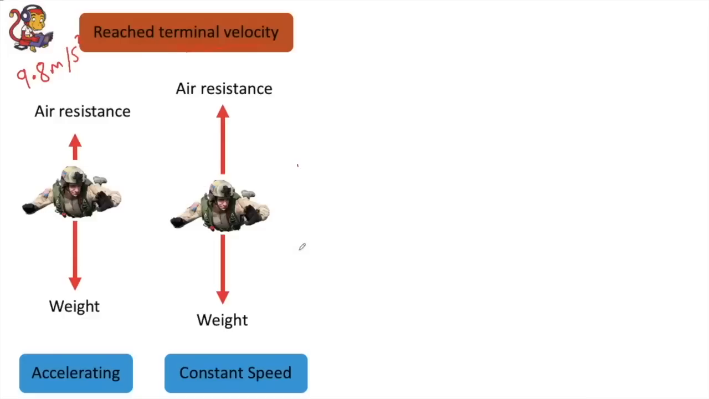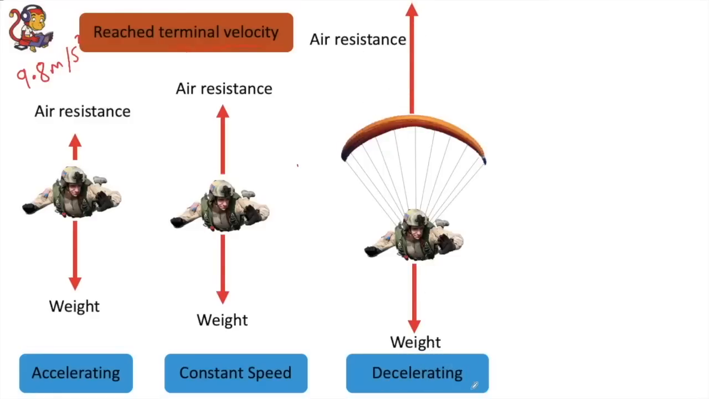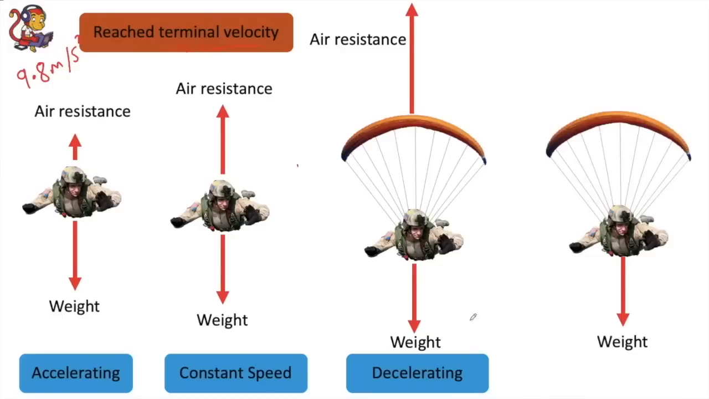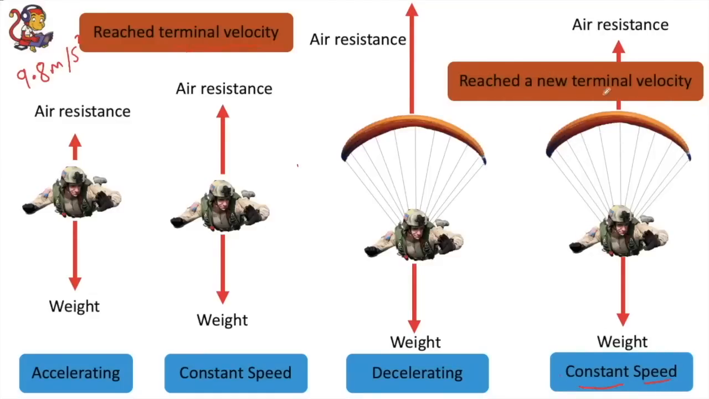So then the parachutist will deploy a parachute, and at this point there is a much larger air resistance and a smaller weight, which will cause a deceleration. And then finally, the air resistance and the weight will balance each other out again because he'll slow down and air resistance will decrease. So those two will balance out again, and he will reach a new constant speed, and therefore, because he's falling, a new terminal velocity.